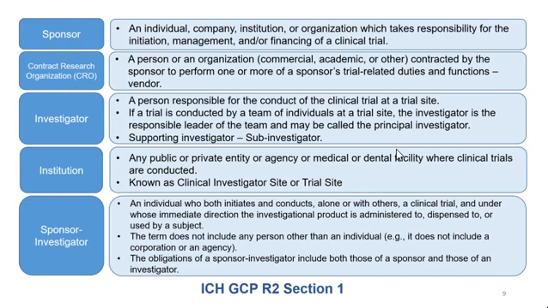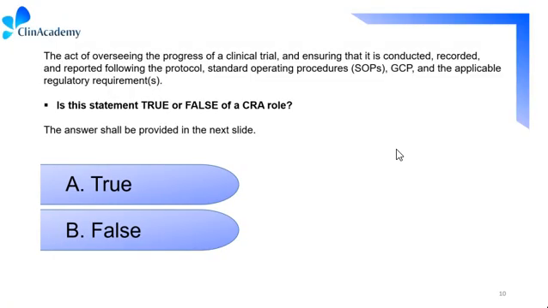Sponsor investigator is an individual who both initiates and conducts, alone or with others, a clinical trial, and under whose immediate direction the investigational product is administered to, dispensed to, or used by a subject. The term does not include any person other than an individual. The obligations of a sponsor investigator include both those of a sponsor and those of an investigator. These terminologies can be referenced from ICH GCP R2 Section 2.